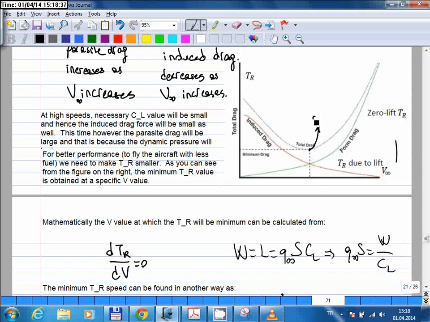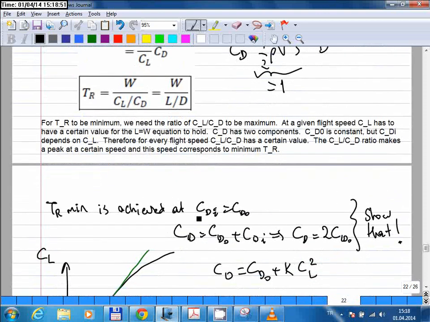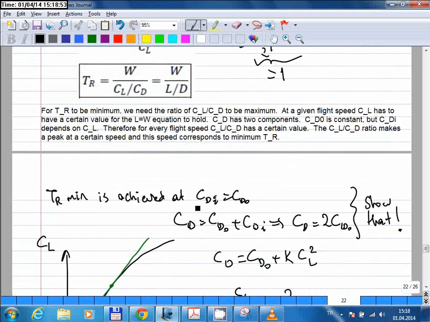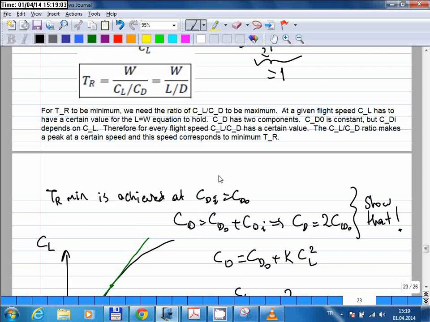So at this point, L over D is maximum. Now, let's think about how we can find the condition at which the lift over drag ratio becomes maximum. Let me just insert a new page here.